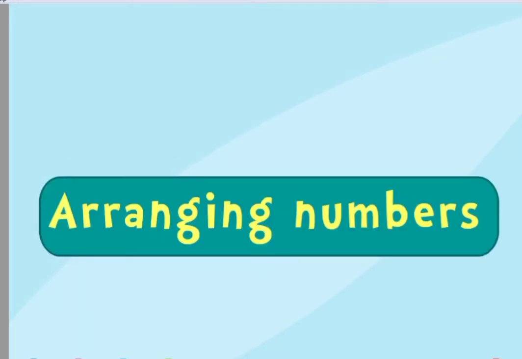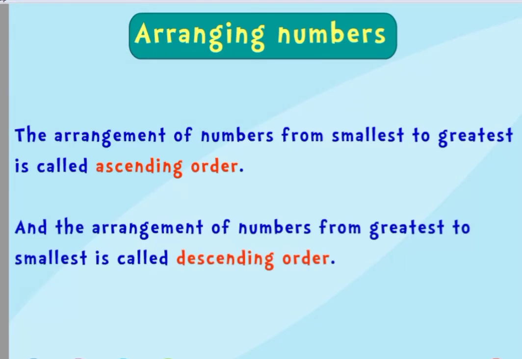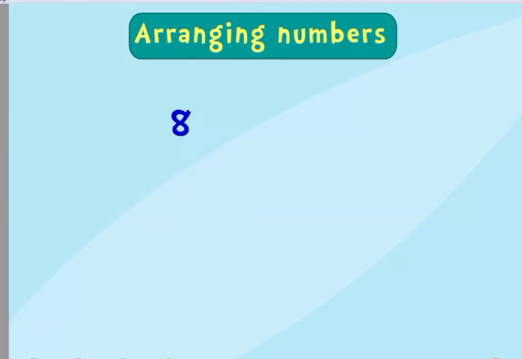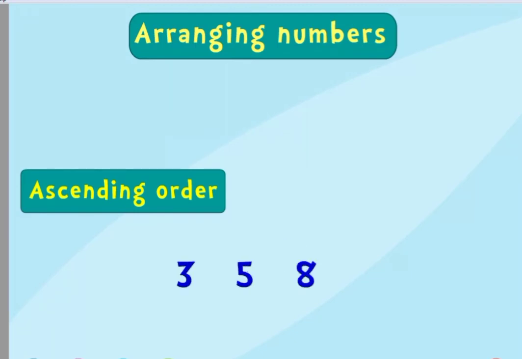Now let's learn how to arrange different numbers. The arrangement of numbers from smallest to greatest is called ascending order, and the arrangement of numbers from greatest to smallest is called descending order. Let's write numbers 8, 3 and 5 in ascending order. The smallest comes first and the greatest comes last. So 3 is the smallest and 8 is the greatest. So we can write them as 3, 5 and 8.